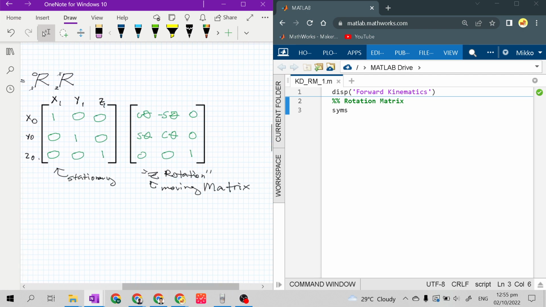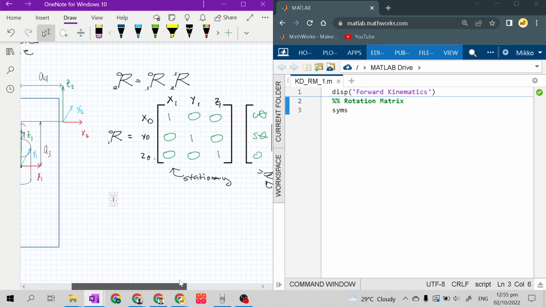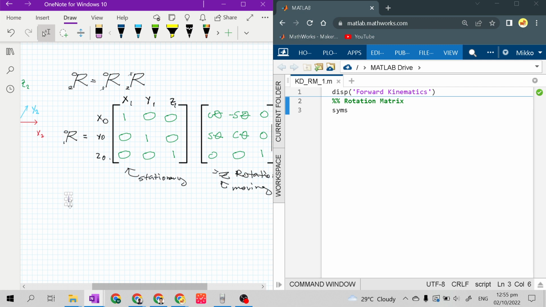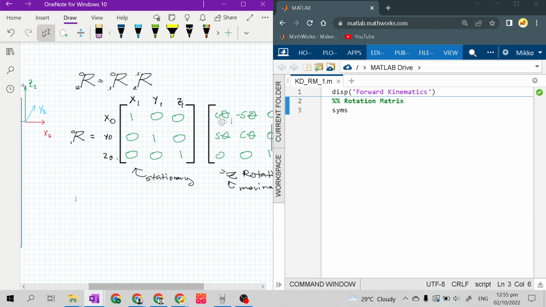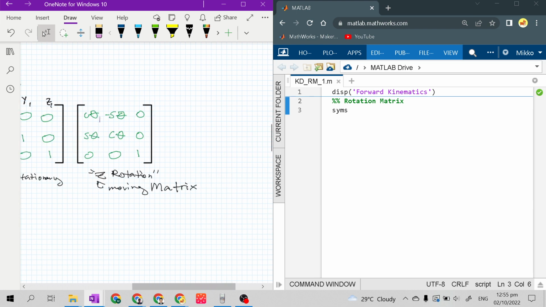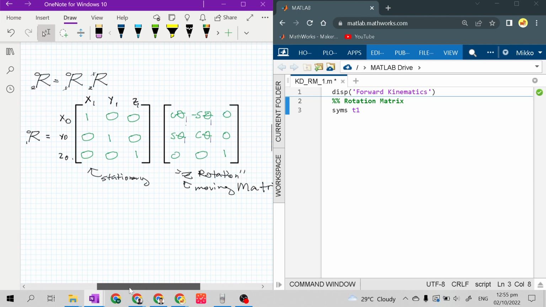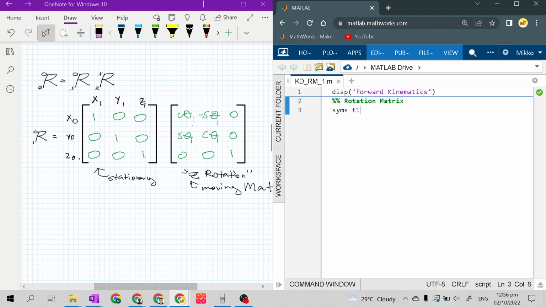Okay, so here's theta 1. Okay, theta 1. So we will use T1 as our variable theta 1 in our Matlab code.